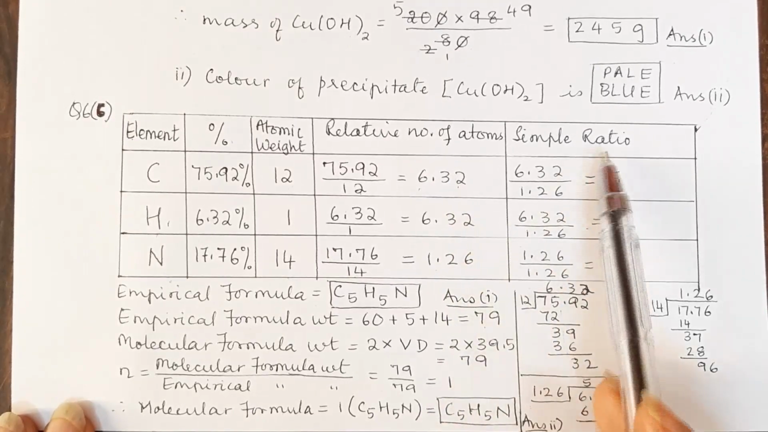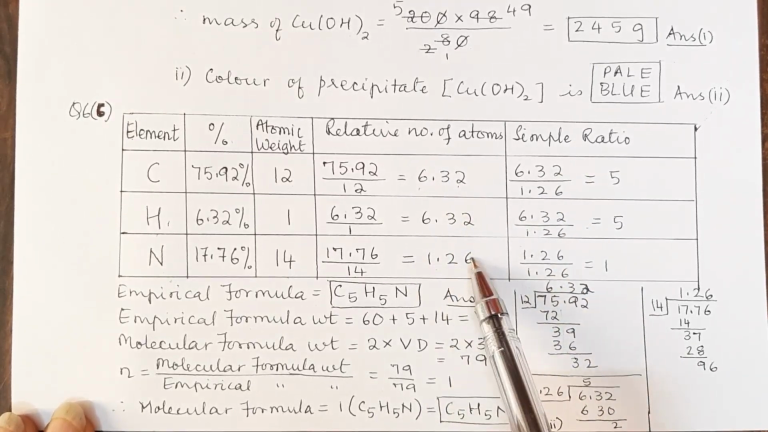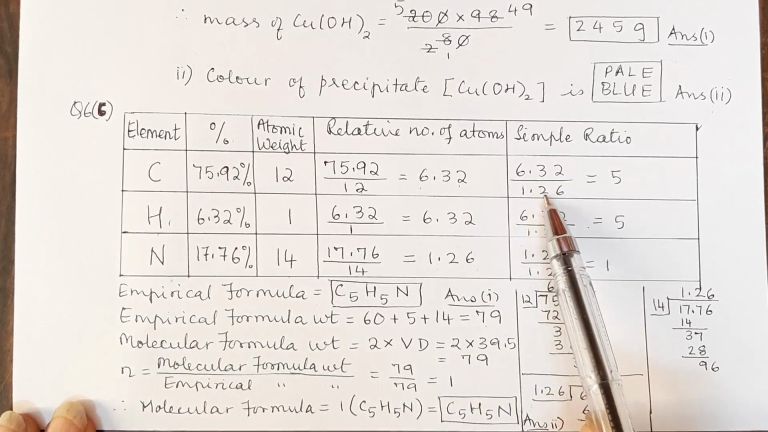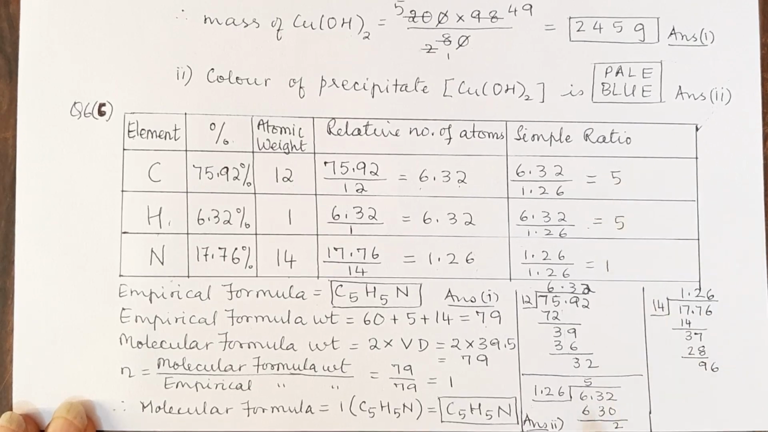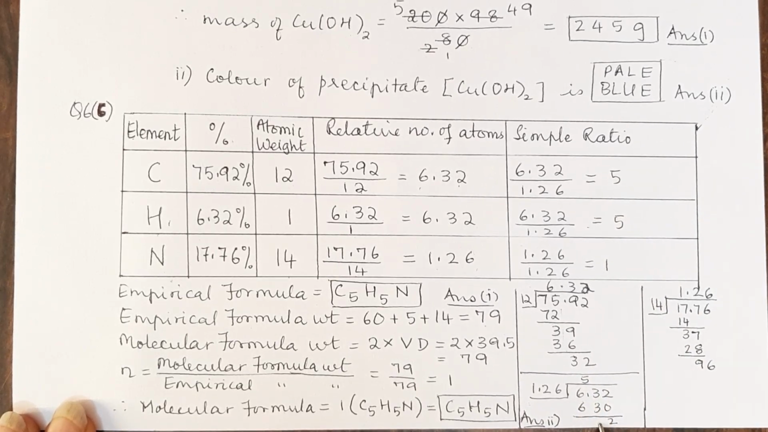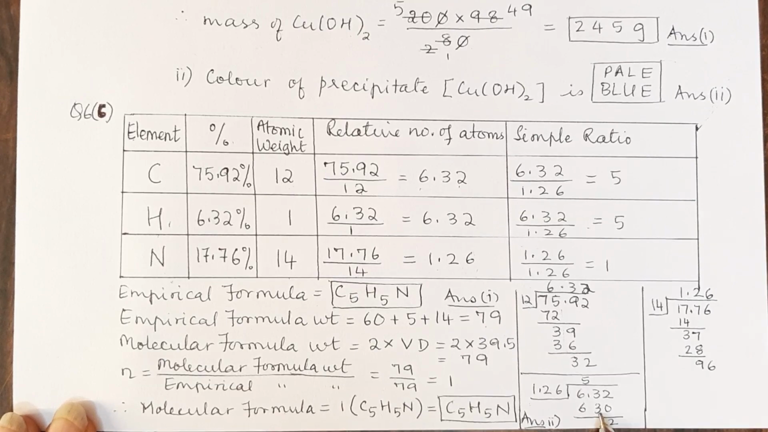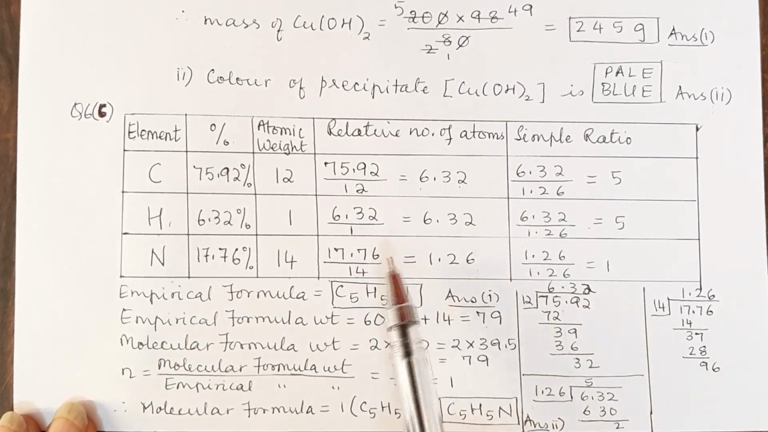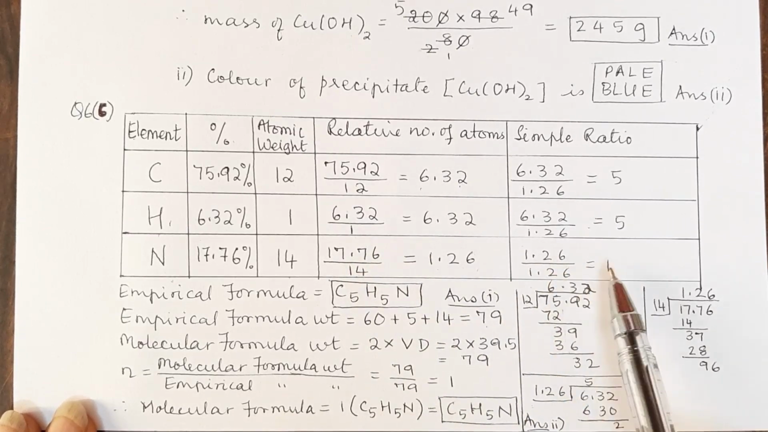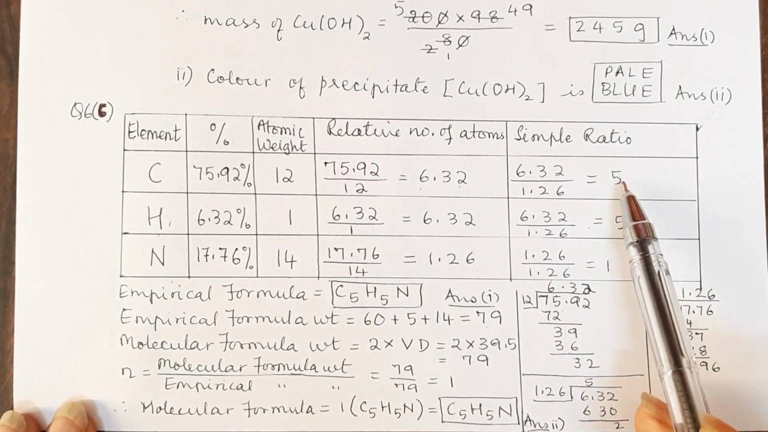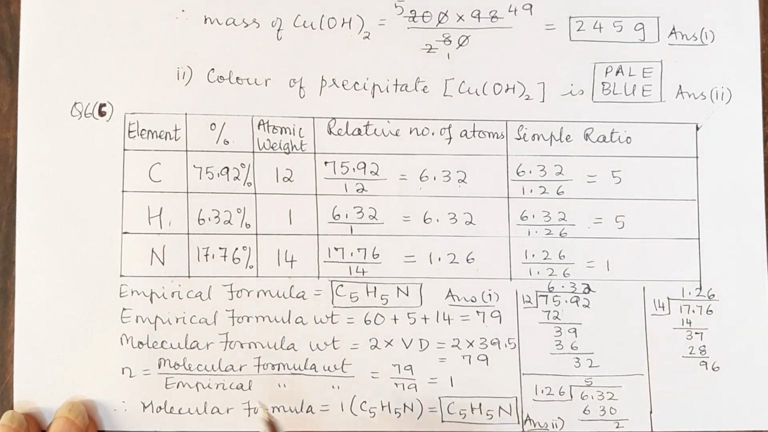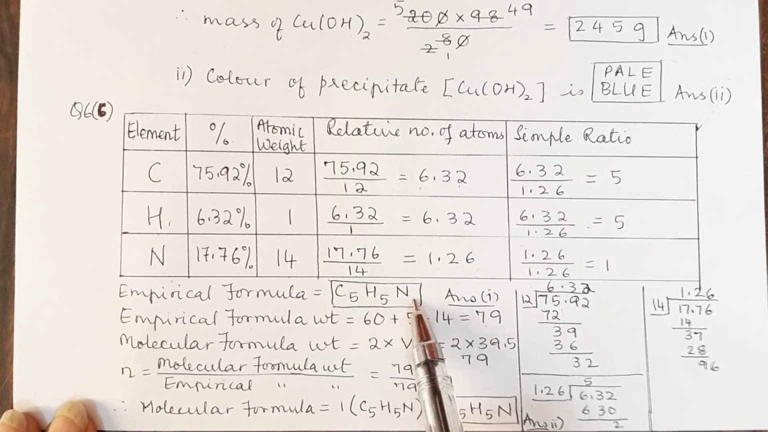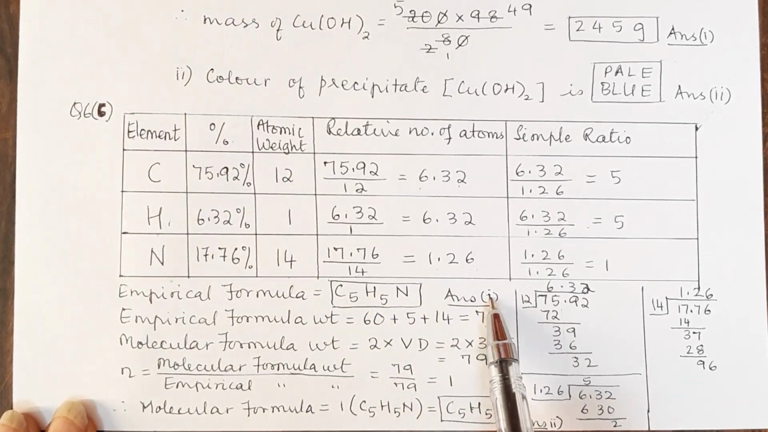We have to take the simple ratio from here, so we take the lowest and divide each one of these by the lowest. So 6.32 upon 1.26, which is giving us 5. See the division over here, it's going 630 here, balance is 2, so it's going to be 5, and here it will be again 1, so we have 5:5:1. That will give us our empirical formula as C5H5N, which is our answer 1.